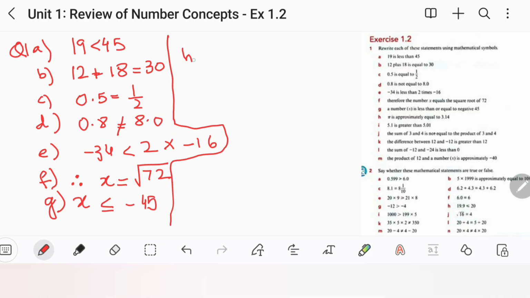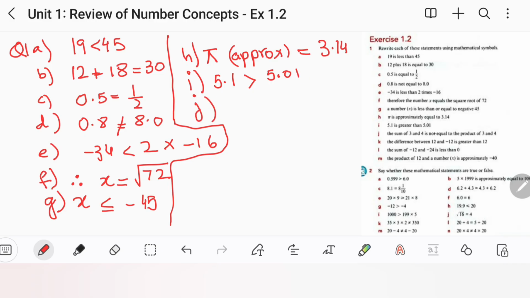For H they say that pi is approximately equal to 3.14. For pi approximately equal to, I don't have any symbol here, so I can just write approx in the bracket, and it is equal to 3.14. In I they are asking 5.1 is greater than 5.01. So 5.1 is greater than 5.01.